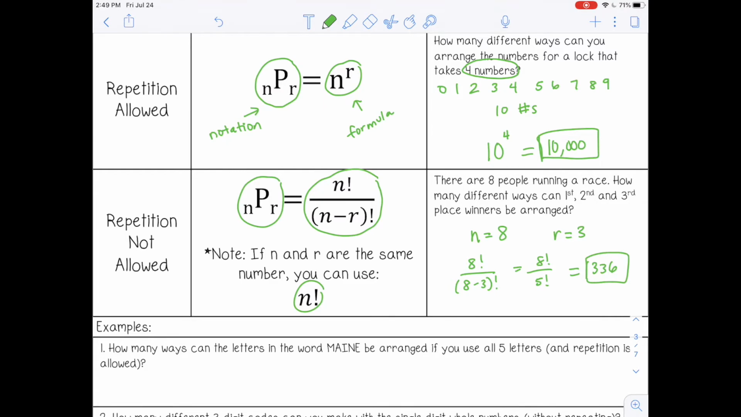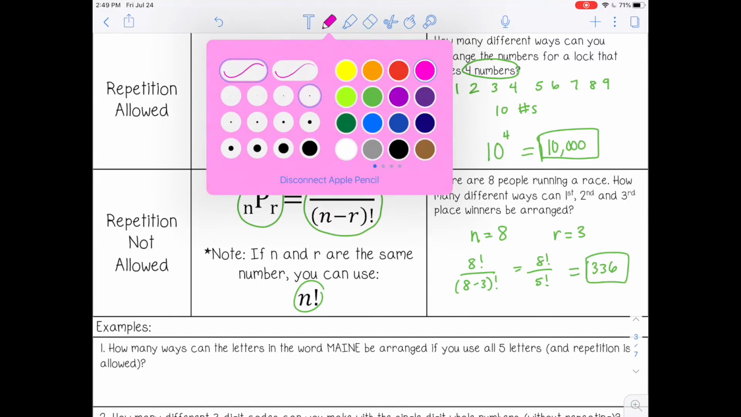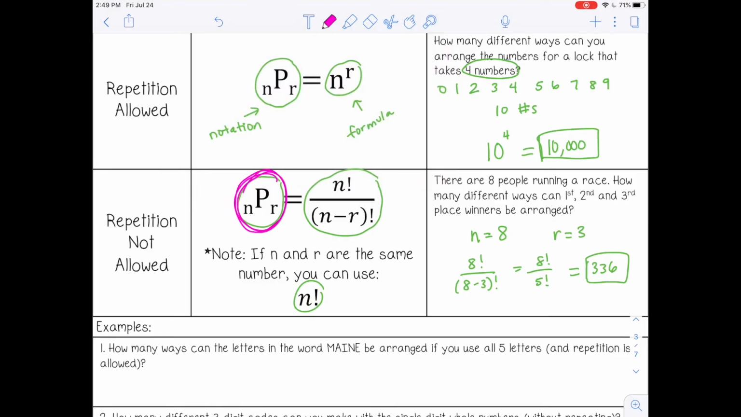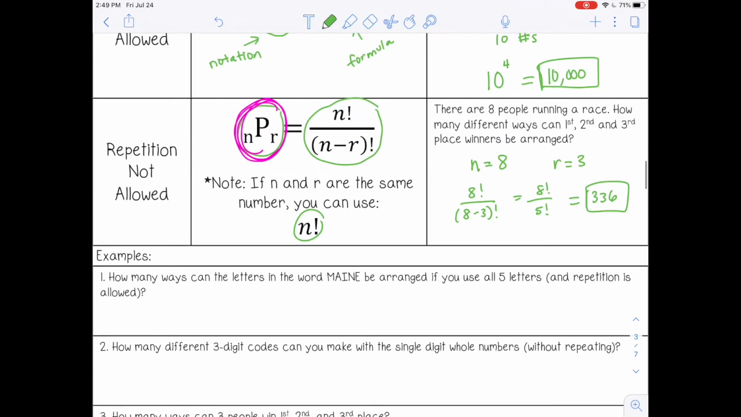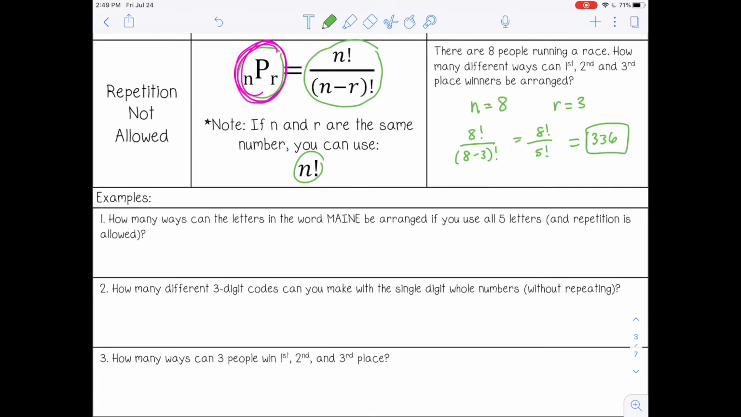Now you may see on your calculator a button that says PRB for probability. You may see this in your calculator. So if your teacher allows that, you can use your calculator to find that. It's up to your teacher and how they want you to find these different probabilities.